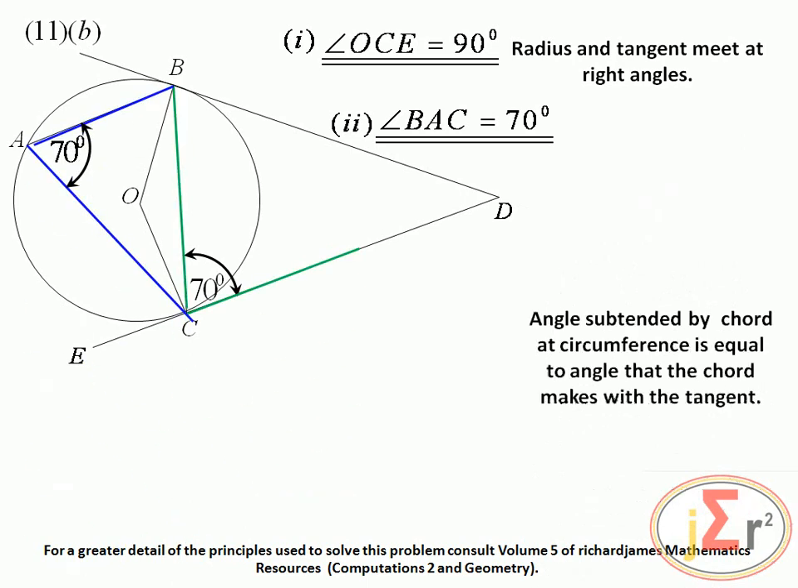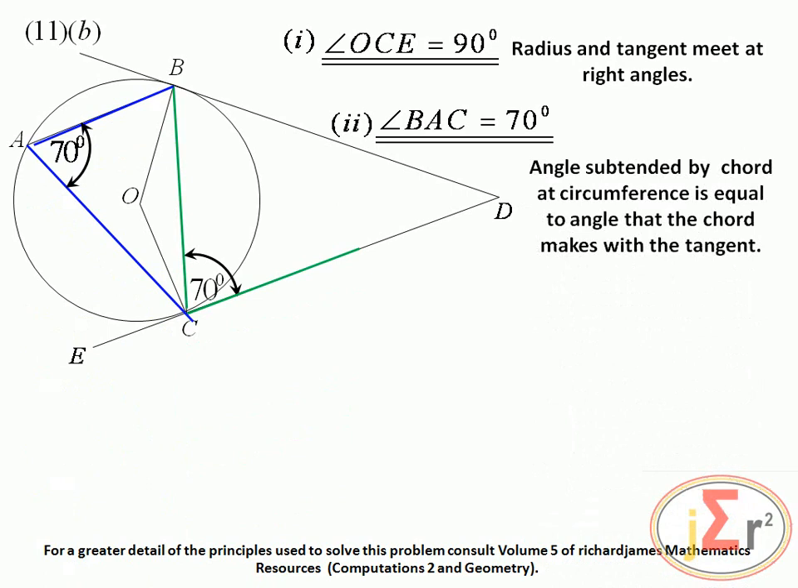There we have it. The angle subtended by the chord at the circumference. So this is the chord. And this is the angle that it subtends at the circumference. It is equal to the angle that the chord makes with the tangent. And that is always the case.